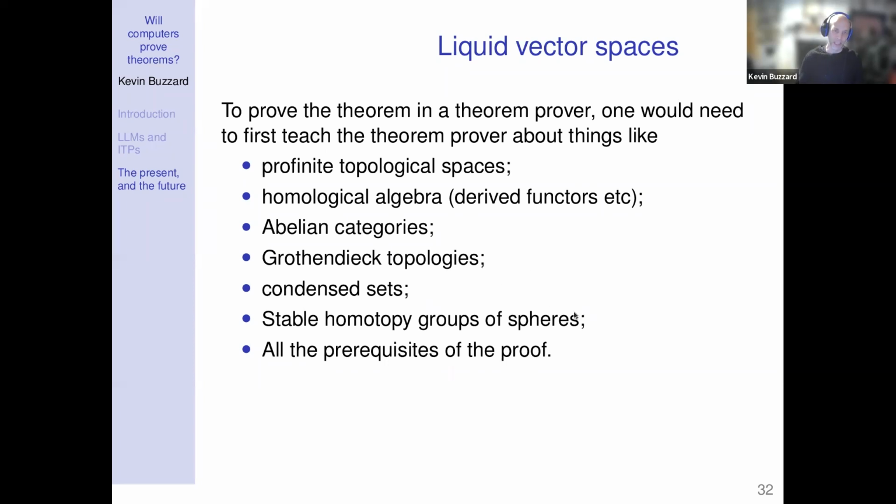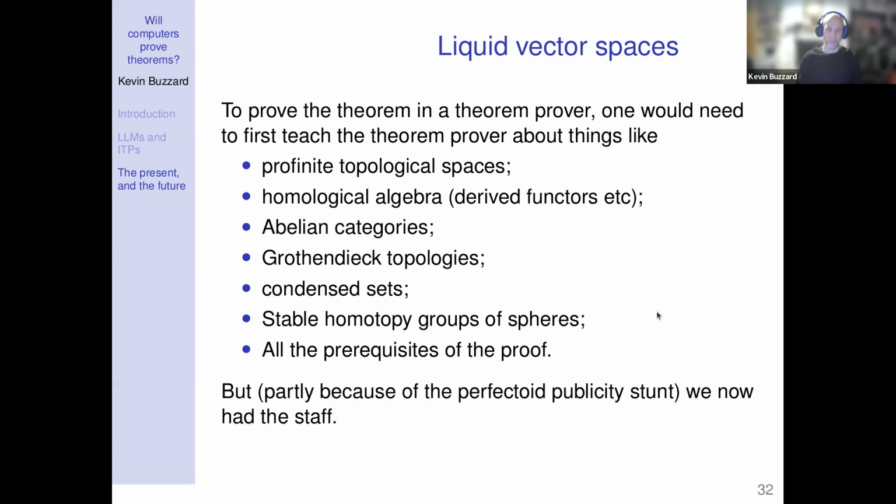The proof originally used stable homotopy groups of spheres, so that's something coming from topology. And there was a whole bunch of other things. There was a lot of commutative algebra and machinery needed. Theorems about finitely generated monoids, various bits and bobs. But because the Lean community had rapidly expanded in the last few years, we had the staff to do this.